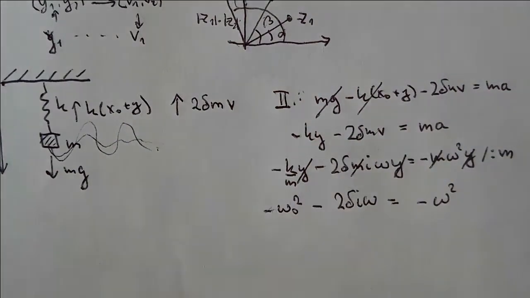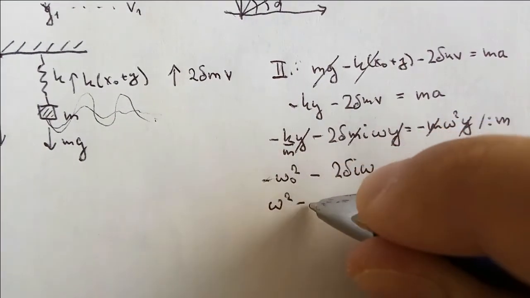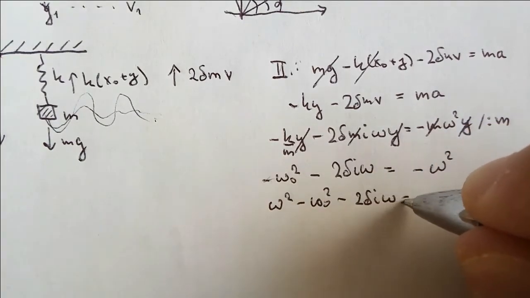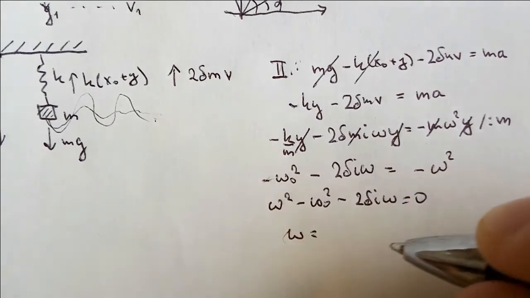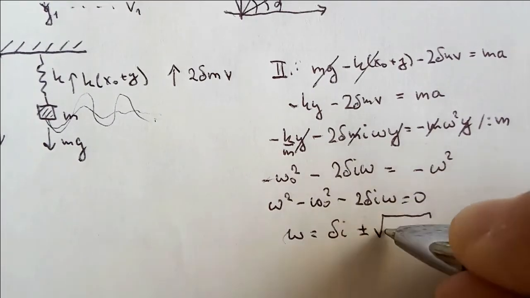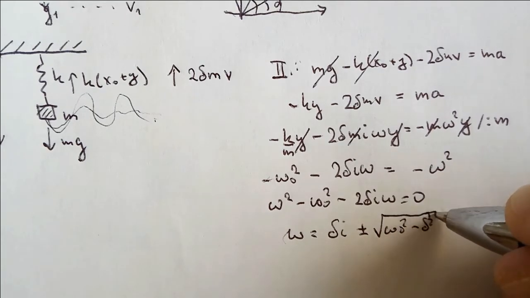I will put this omega squared on the left side, and I will get just a quadratic equation which is solvable very easily, so there is no problem with that. So omega is, after simplification, plus minus the square root of omega 0 squared minus delta squared.